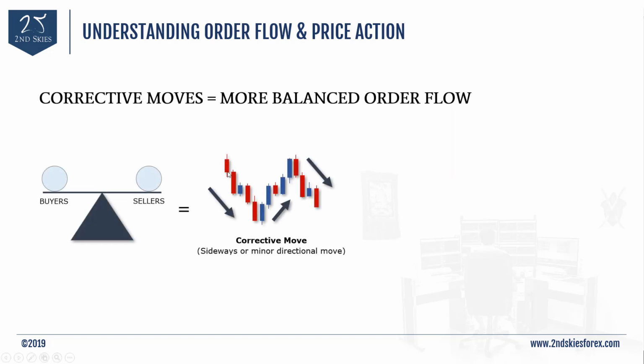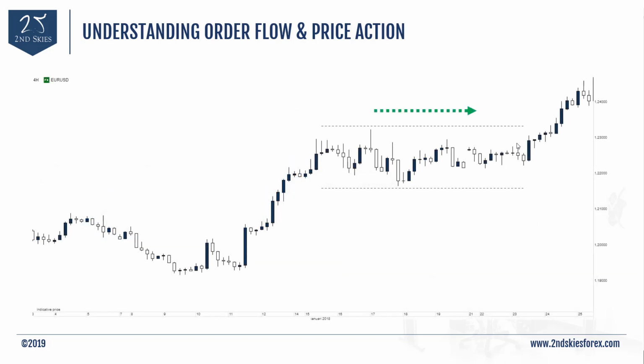Corrective moves, as we can see, are a big mix between bullish and bearish candles. It represents an equilibrium between the buyers and sellers, and these tend to create much more sideways moves. So they're not bullish, they're not bearish. There's an equal balance between the buyers and sellers, and thus one direction is less likely to manifest.